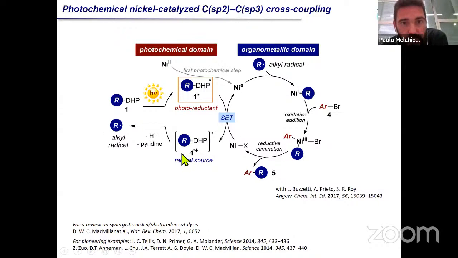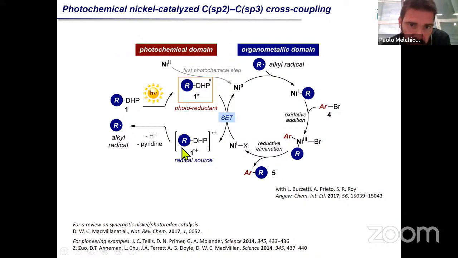So what we tried to do was to develop a nickel cross-coupling chemistry without the need of an external photoredox catalyst, just relying on the excitation of the dihydropyridines. And I'll try to explain the idea behind this. So this compound can absorb light, and in the excited state can become a strong single electron reductant. In the very first step of the reaction, a sequential single electron transfer will bring the nickel 2 pre-catalyst into the active nickel 0 catalyst.